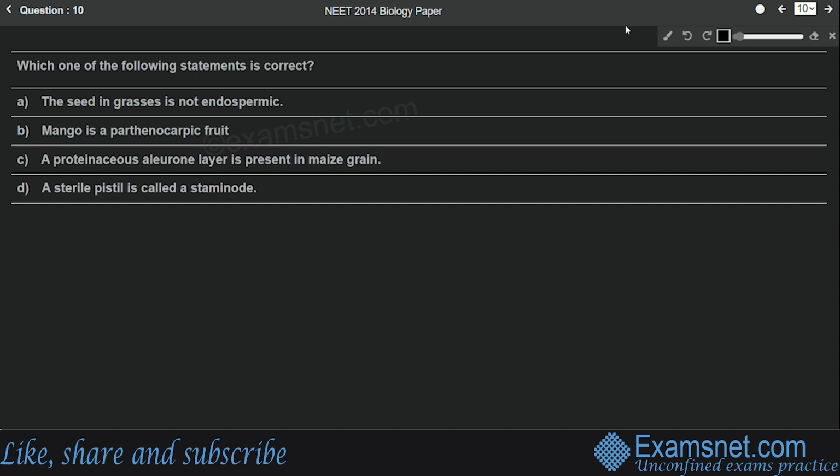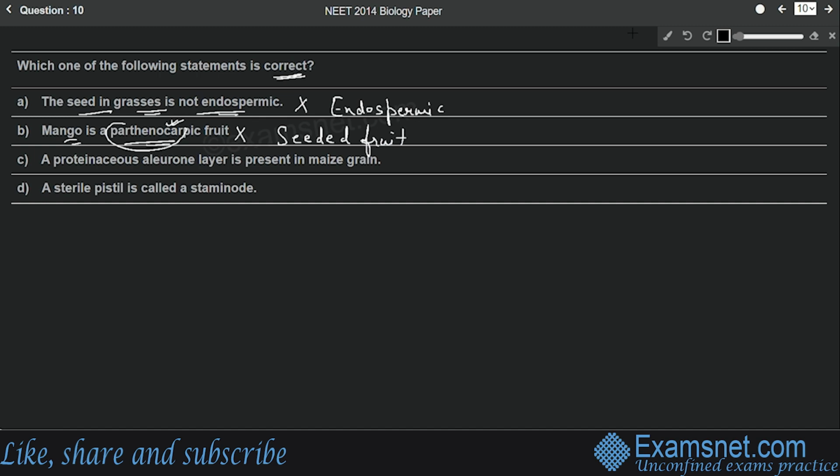Question number 10 is again from the chapter Morphology of Flowering Plants, and the question is which one of the following statements is correct? Let's see. The first statement says the seed in grasses is not endospermic, which is an incorrect statement because the seeds in grasses are endospermic. The second statement says mango is a parthenocarpic fruit. This is also incorrect. Parthenocarpic fruits are developed without fertilization, so there is no seed, but we know that mango is a seeded fruit. It contains seed.